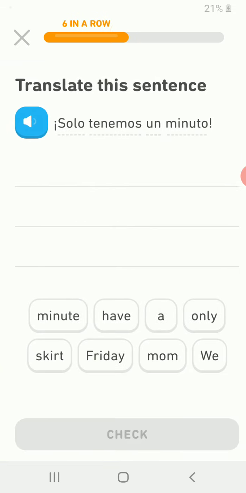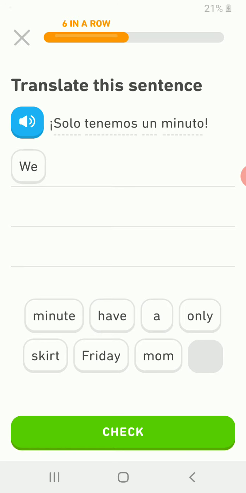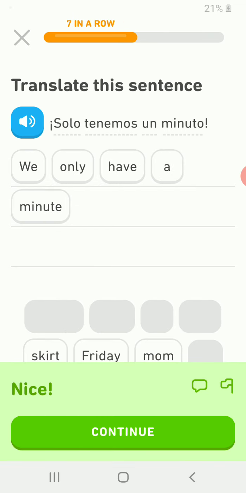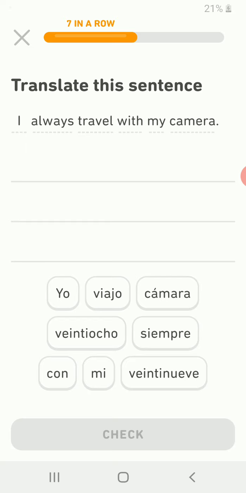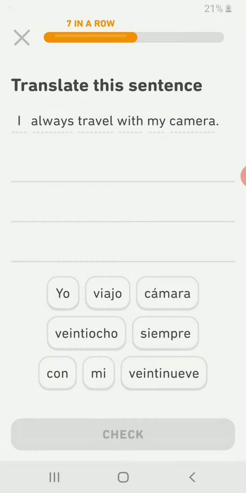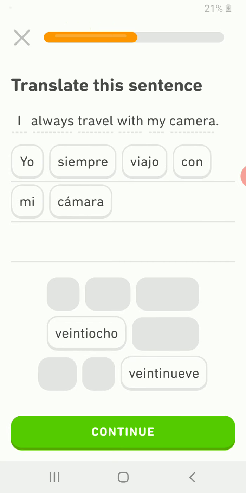Solo tenemos un minuto. We only have a minute. Tenemos is about us, so we have to say we. And I always travel with my camera, so yo siempre viajo con mi cámara.